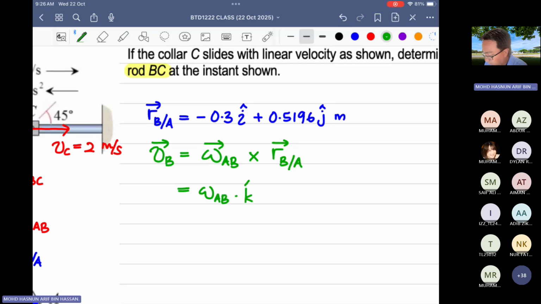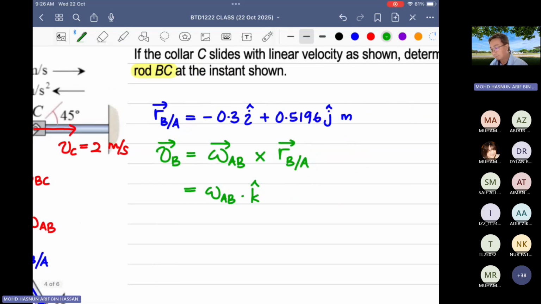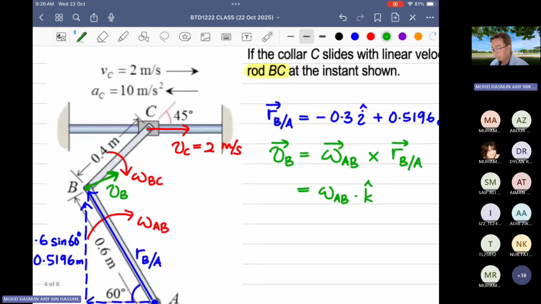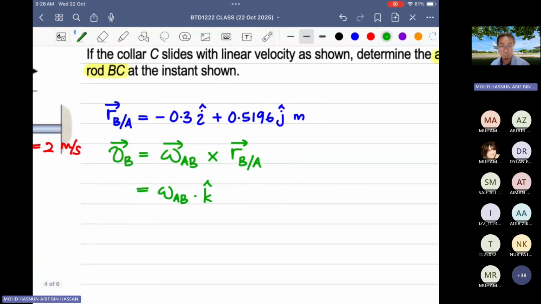K. Omega AB K. Okay, just write omega AB K. We assume that the value is positive first, so you don't put negative omega AB K, although we estimate that the rotation is anti-clockwise, which should be negative. But in the calculation, you just put in omega AB K, assuming that it is positive.